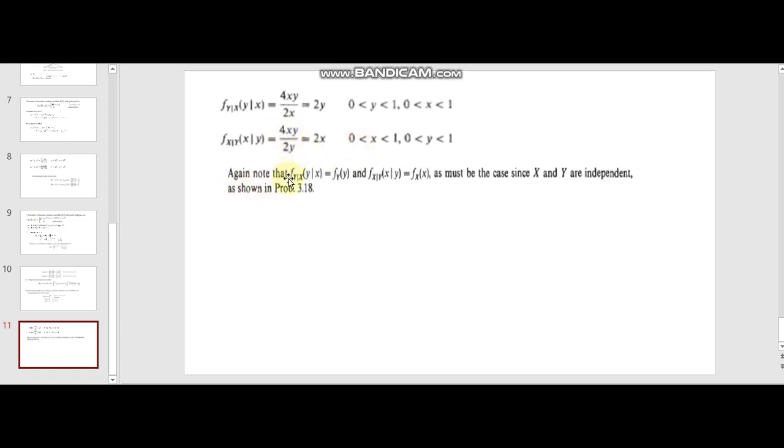Again, note that the conditional pdf of y given x is equal to the marginal pdf of y, and the conditional pdf of x given y is equal to the marginal pdf of x, as must be the case since x and y are independent. So in this case, x and y are independent random variables.